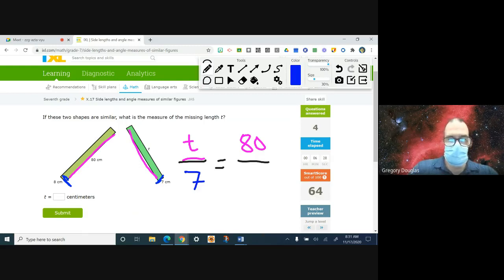So T is to 80 as 7 is to 8. So as you can see, it didn't change much, okay?